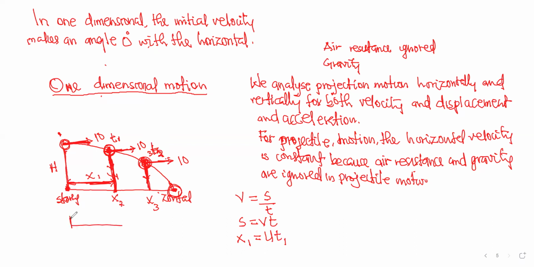If the body comes to this point and it takes time T2 to come here, if I want to calculate this distance, let's assume this is x3. x3 horizontally would be equal to the constant velocity u times the time taken to get to that point, T2. Class, are we following?